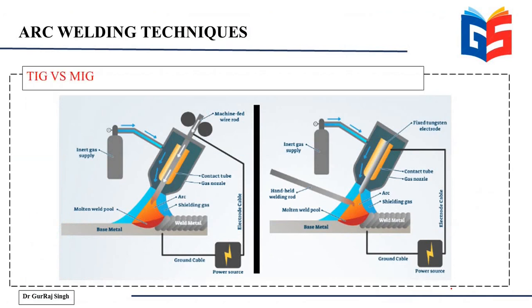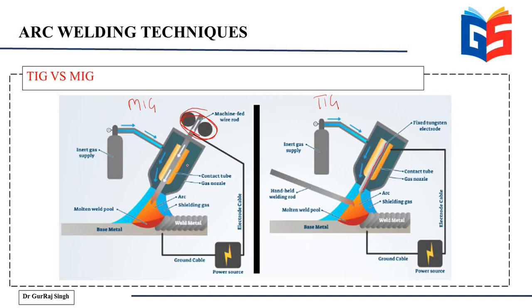This image here clearly represents the two techniques. To the left, as you can see, is the MIG welding technique, and to the right we have the TIG welding technique. Now how can you identify this? By just looking at this image. First of all, you have this wire feed mechanism in case of MIG welding, and there's no wire being fed in case of TIG welding because we have a fixed tungsten electrode.